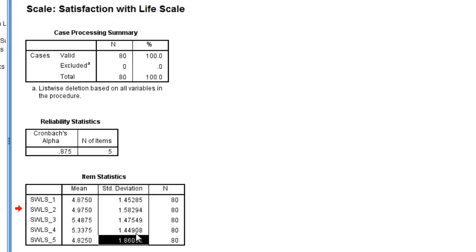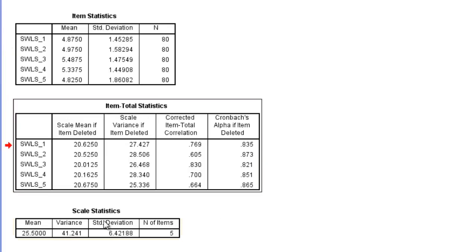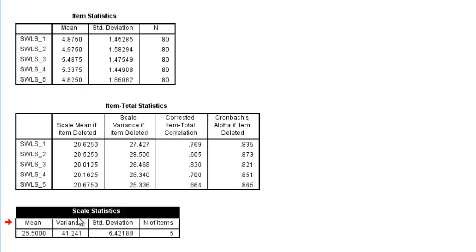And then we have our standard deviations as well, and we can see which item the respondents were most variable on, were the most spread out on, as measured by the standard deviation. And you can see here that question 5 produced the most variability in the respondents, followed by question 2. Okay, let's go ahead and move on down, and we'll skip this item total statistics table for a minute. Let's go down to scale statistics.